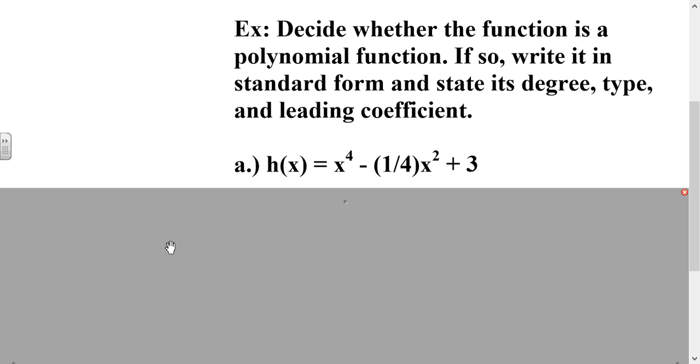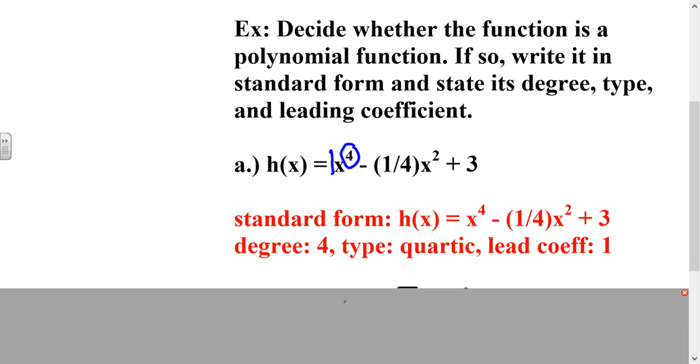Then we're going to make sure it's written in standard form. And this one happens to already be written in standard form because it goes from the highest exponent and then it descends from there. And then we need to state the degree. What would be the degree of this polynomial? The highest exponent would be a 4. So the degree would be 4, which means the type would be quartic. And then what number is the leading coefficient? What number is in the very front? That would be a 1 because there's no number in front of x, so we count that as 1x.